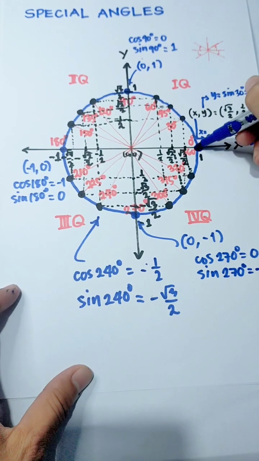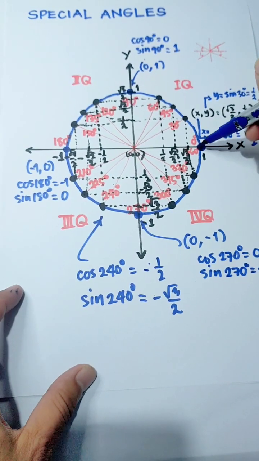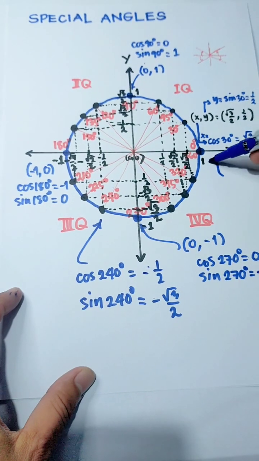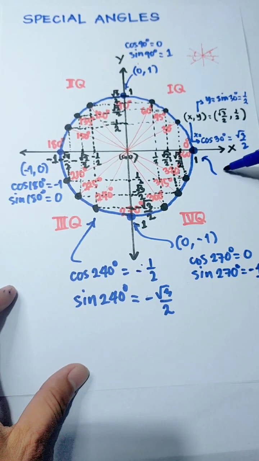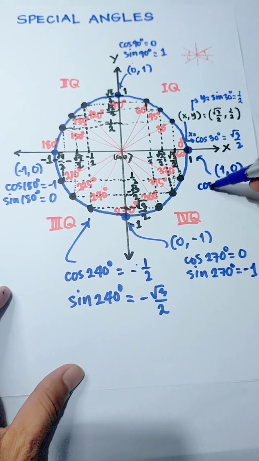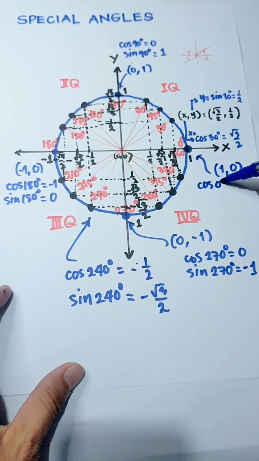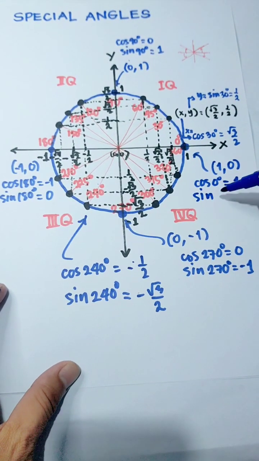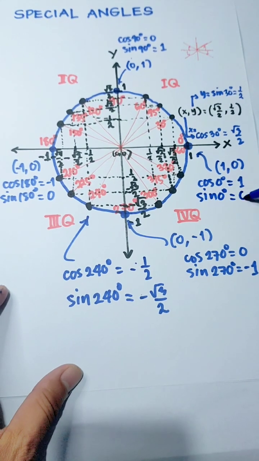And finally, for the initial point, this terminal point, which is an angle of 0 degrees or 360 degrees, the x value is 1 and the y is 0. That means the cosine of 0 degrees or 360 degrees is 1 and the sine of 0 degrees is 0.